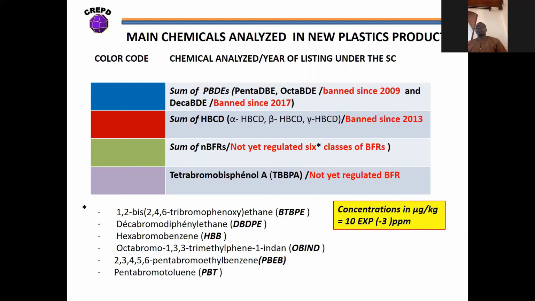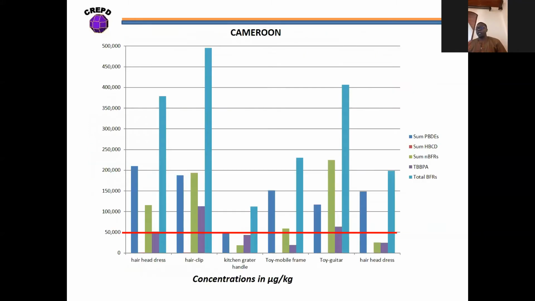We also selected the sum of NBFR, that are non-regulated flame retardants. It is a class of 6 chemicals whose complicated names you will see below the slide. These chemicals were analyzed in micrograms per kilogram, that is 10 power minus 3 ppm.